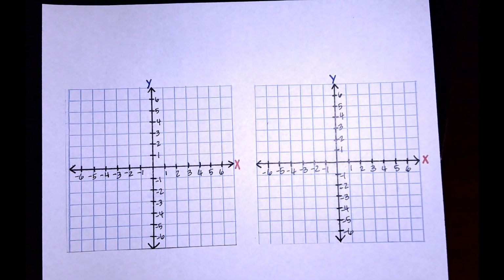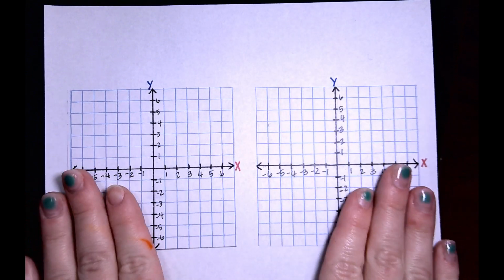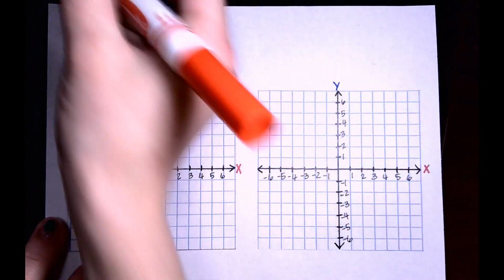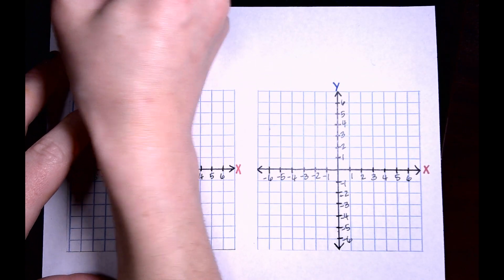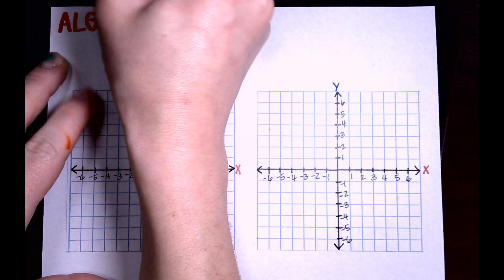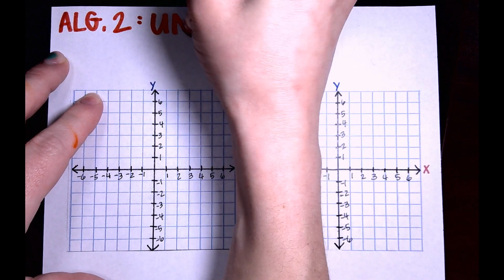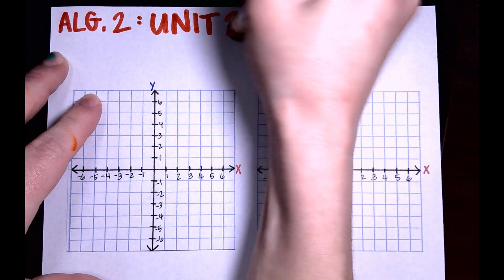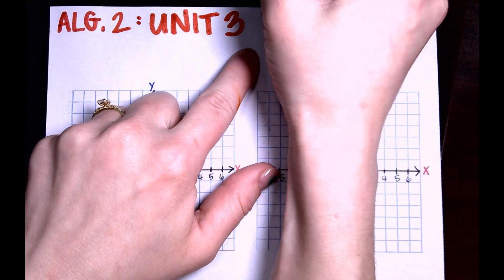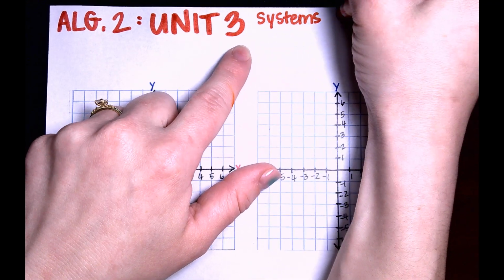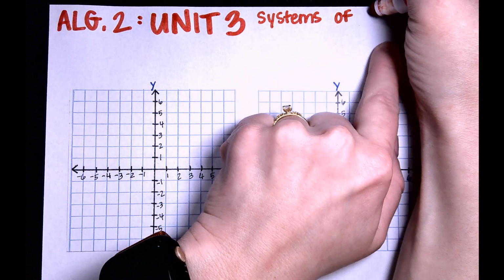All right, so we are back from break. I just gave everybody one of these. And I am going to title this so I don't lose it, so I know what it is. This is Algebra 2. And now we are in Unit 3. And we're going to talk about systems of equations.